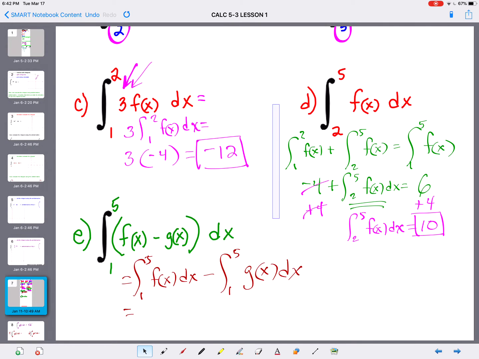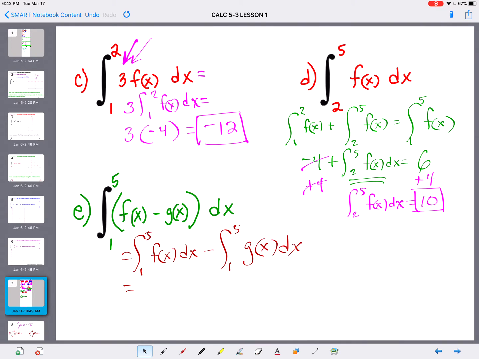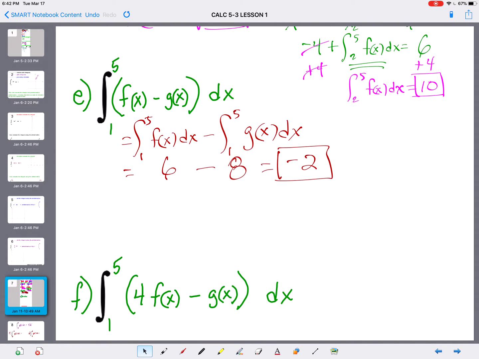From 1 to 5 f of x, that was at the top. Yep, that was 6. Right here, minus 1 to 5 of g of x, that was 8. 6 minus 8, we've got our answer, -2. Now, take a look at the very last one, f.